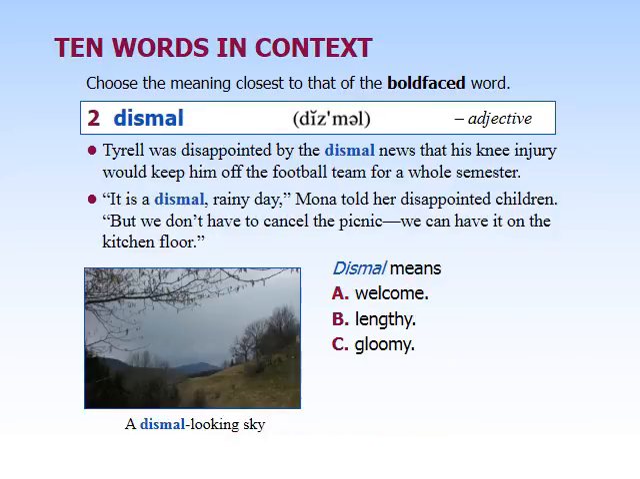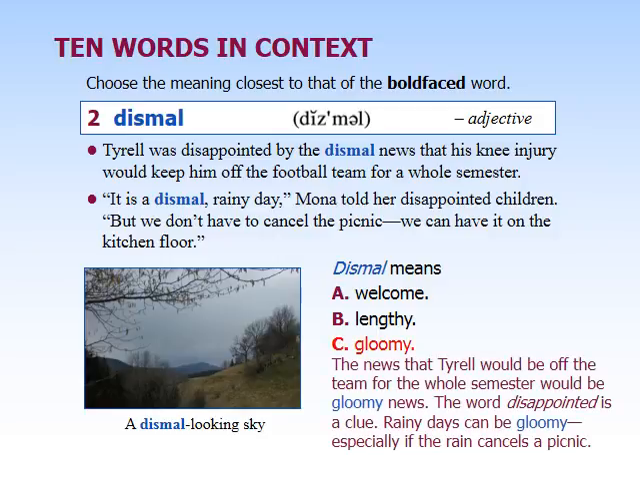Dismal. Tyrell was disappointed by the dismal news that his knee injury would keep him off the football team for the whole semester. It's a dismal, rainy day, Mona told her disappointed children, but we don't have to cancel the picnic. We can have it on the kitchen floor. So dismal means gloomy. On page 103, it's number 6. It says gloomy, cheerless, depressing.